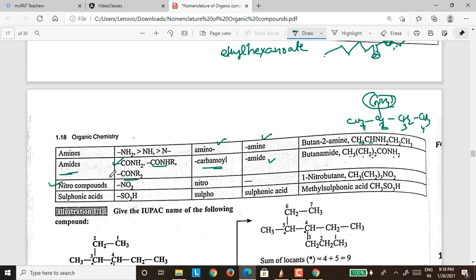Now nitro compound. Suppose you take a nitro compound, NO2 is there. NO2 is nitro. So you can take 1-nitrobutane. Sulfonic acid: suppose you take sulfonic acid, SO3H. As a prefix it is sulfo, or sulfonic acid as a suffix. So CH3SO3H is methyl sulfonic acid. This is called methyl sulfonic acid.